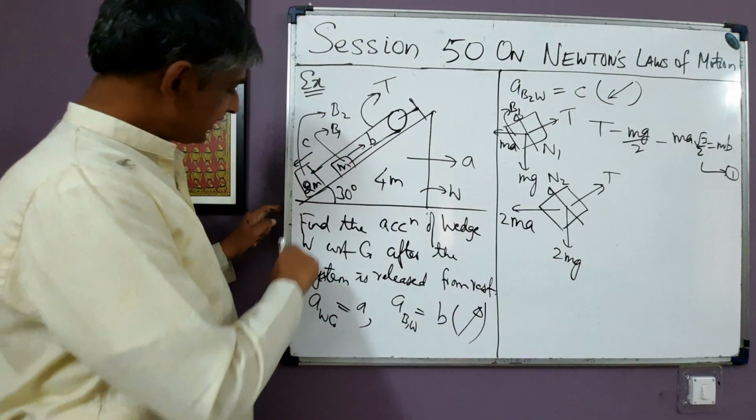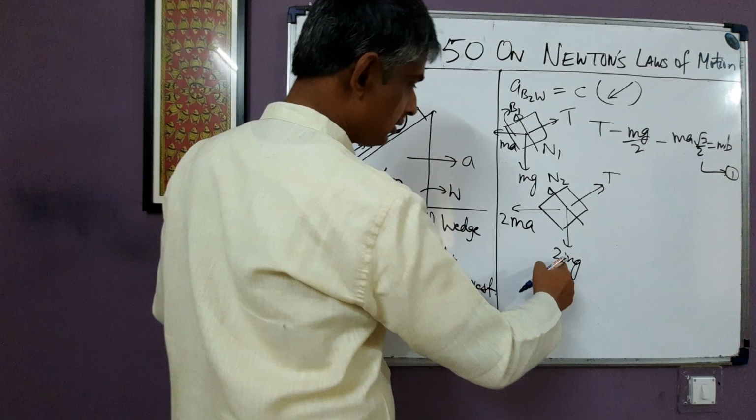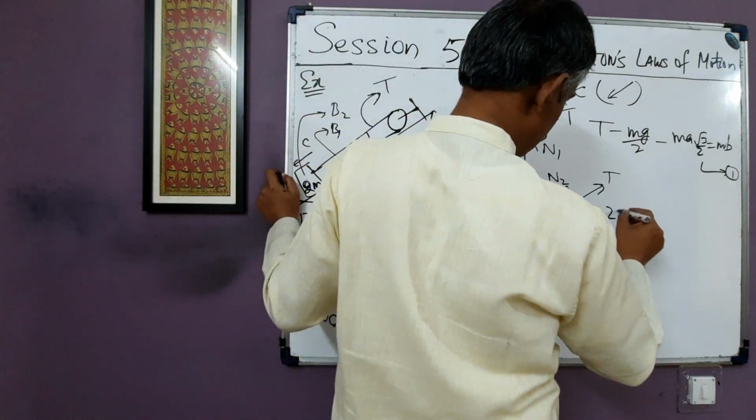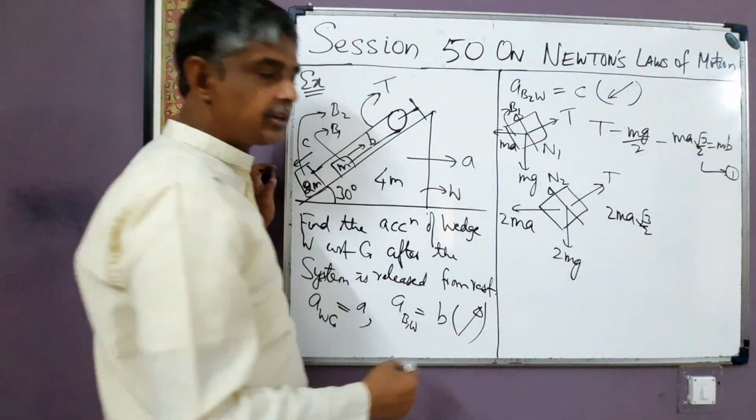Now I write down Newton's second law equation of 2m with respect to wedge down the incline. So what do we get? We get 2ma cos 30 degree, root 3 by 2, plus 2mg sin 30 degree.